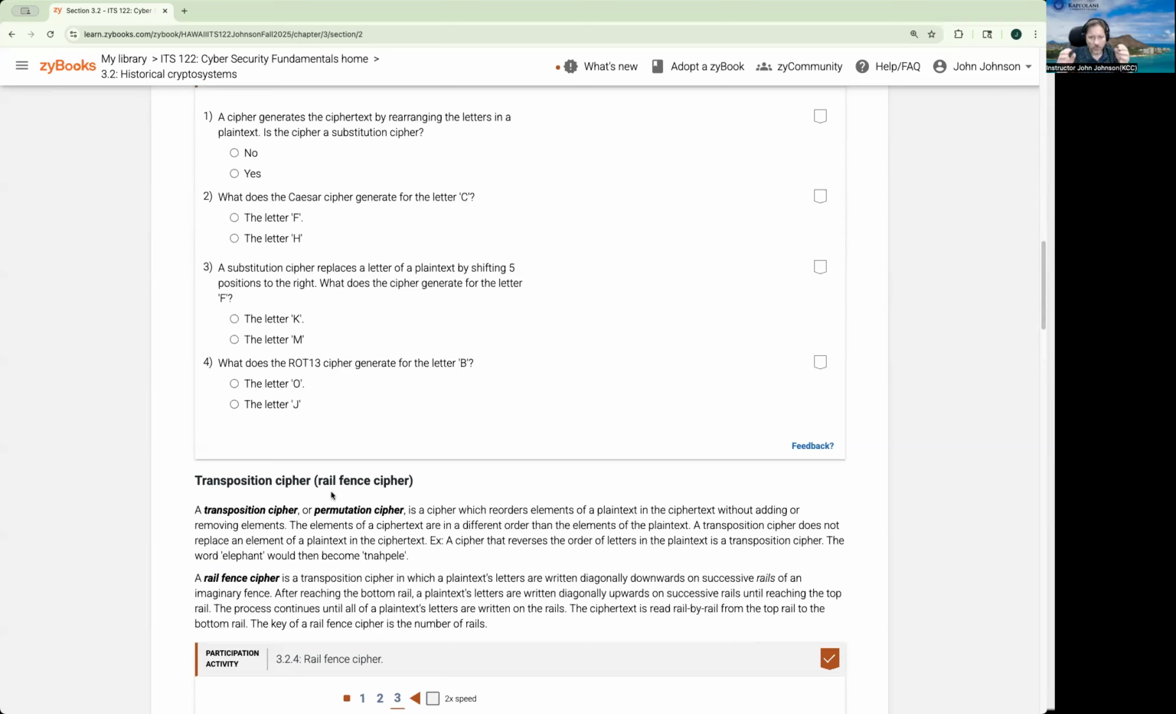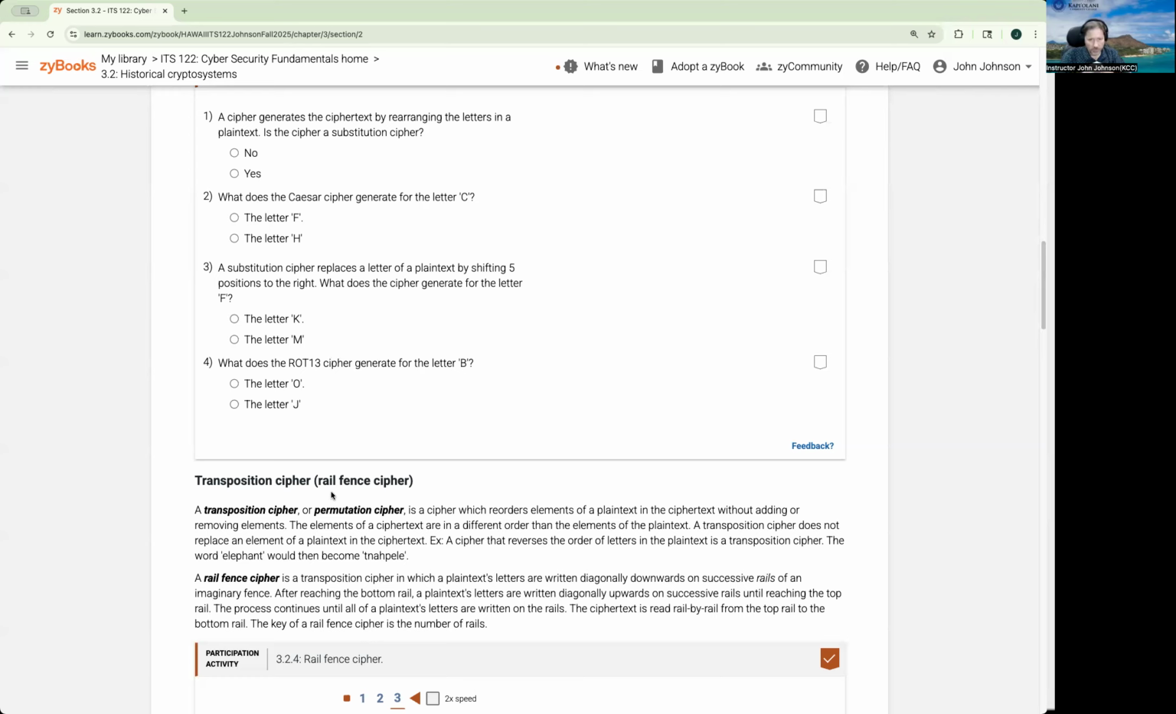This one right here we're calling a rail fence cipher, and we'll get into that in just a second. But keep in mind that a transposition cipher does not replace an element of plain text in the ciphertext. So that's something key to keep in mind. An example they give is you can reverse the order of letters in the plain text in a transposition cipher. So you'd have the word elephant, then you just reverse that, and it's TNAHPELE.